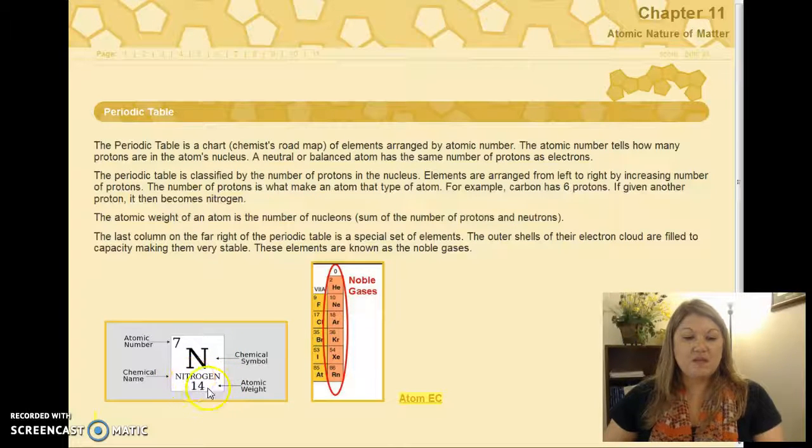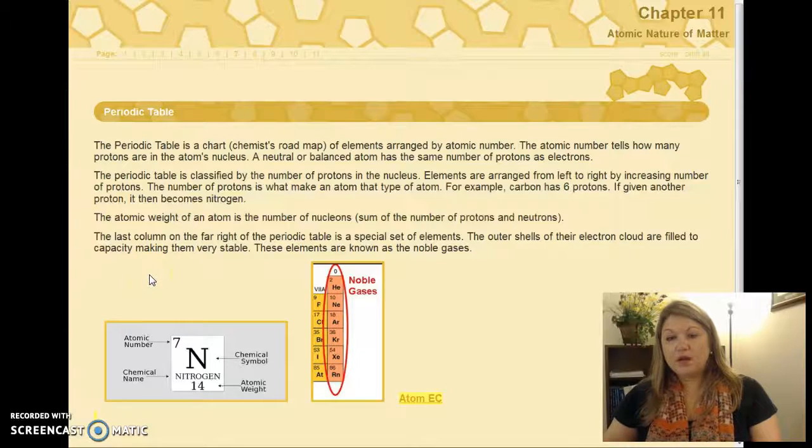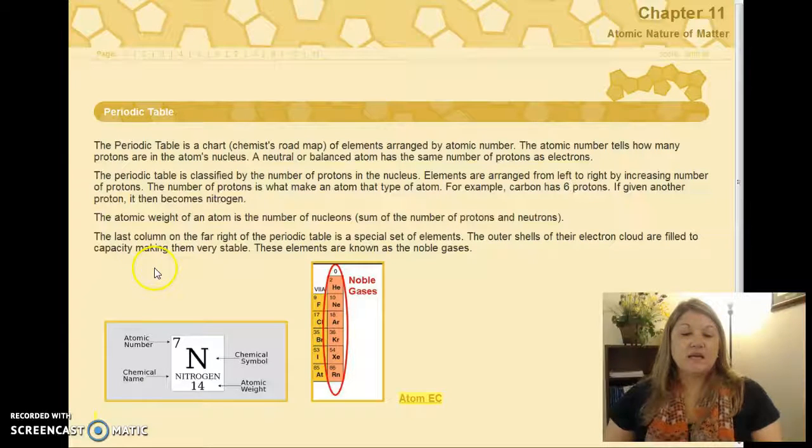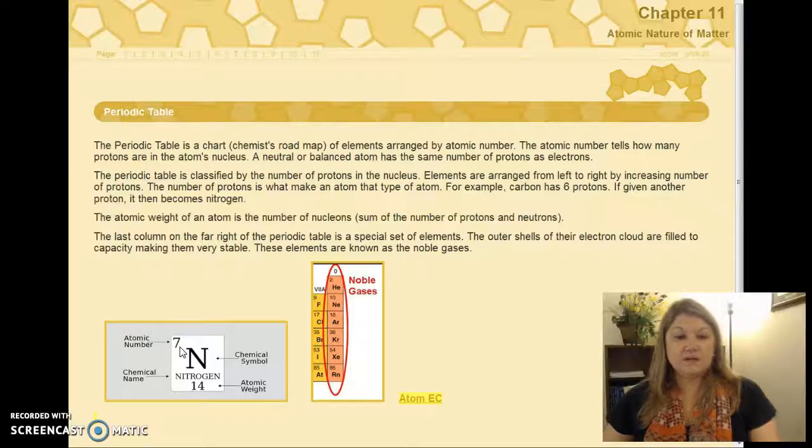Then down here at the bottom you have the atomic weight. The periodic table is classified by increasing number of protons, and that number of protons is what makes that atom what it is. So take nitrogen here. It's got an atomic number of 7, which means it's got 7 protons. If I add a proton to it, it's not going to be nitrogen anymore. So the proton makes it what it is.